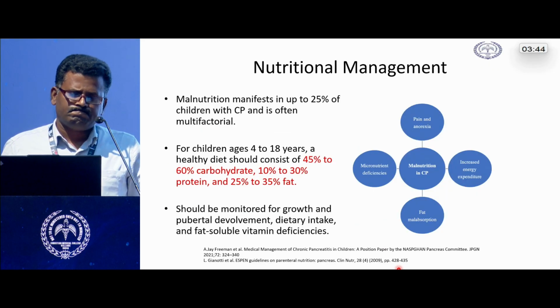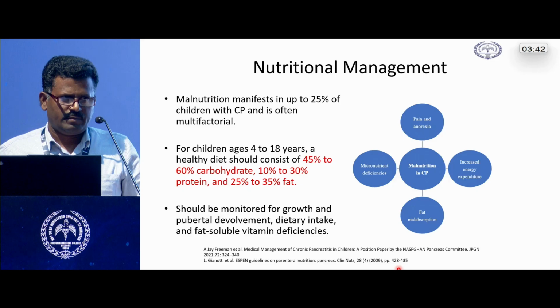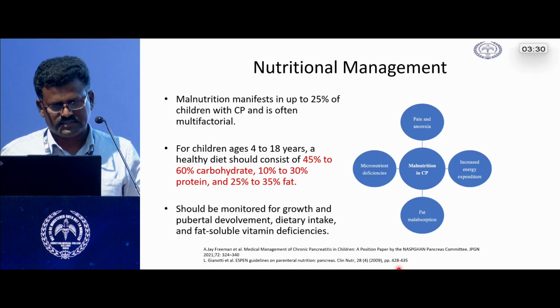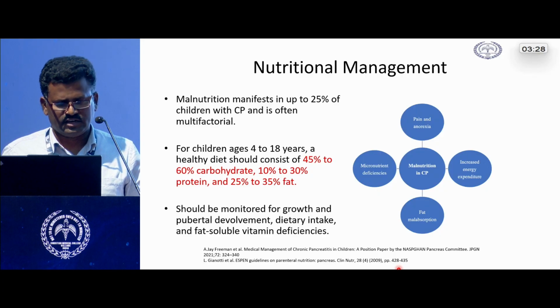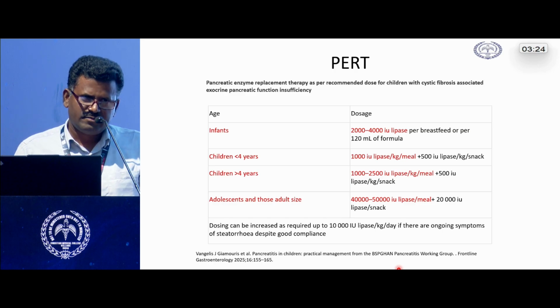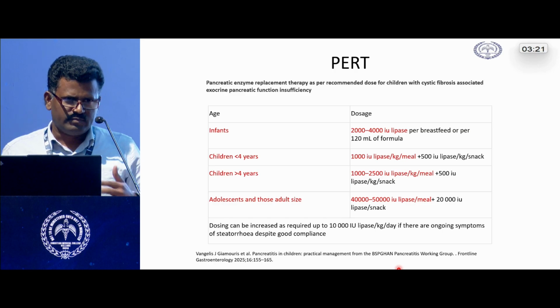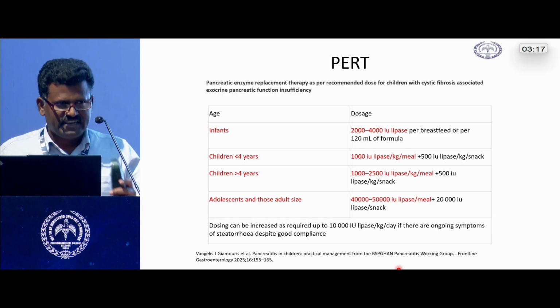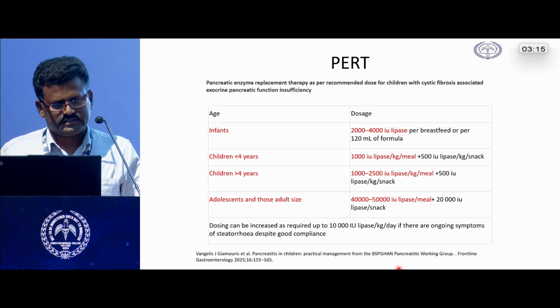Malnutrition in children is multifactorial. However, pain, anorexia and fat malabsorption are the major causes, and we should aim for a healthy diet with 45 to 60% carbohydrates, 10 to 30% protein, 25 to 35% fat, and we should keep monitoring the growth and development of these children. And pancreatic enzyme replacement therapy is extrapolated from cystic fibrosis treatment, and I am not going into the details of the doses, as we know this.